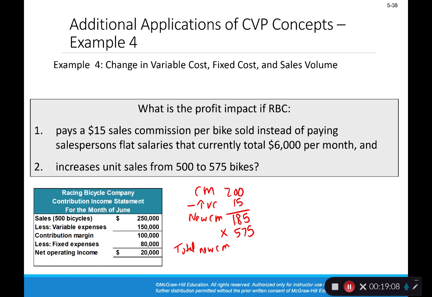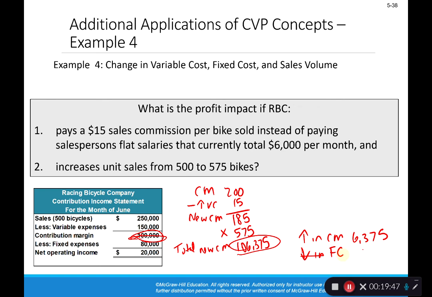So 185 times 575 gives me 106,375 for my total new CM. In addition to that, we have a decrease in fixed costs of 6. So our CM was originally 100. Our new CM is 106,375. So I'm going to move this. So our increase in CM is 6,375.